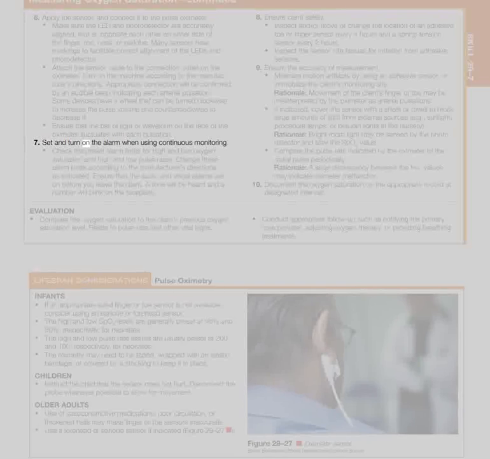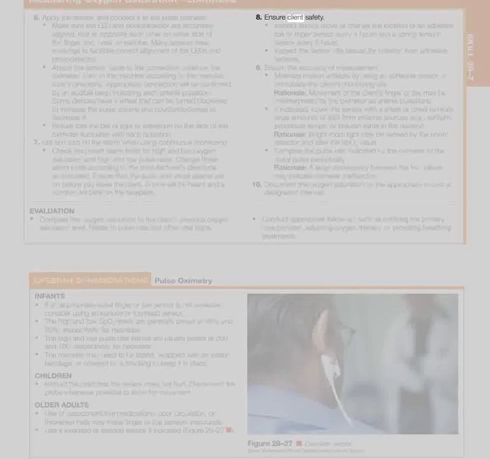7. Set and turn on the alarm when using continuous monitoring. Check the preset alarm limits for high and low oxygen saturation and high and low pulse rates. Change these alarm limits according to the manufacturer's directions. As indicated, ensure that the audio and visual alarms are on before you leave the client. A tone will be heard and a number will blink on the faceplate.